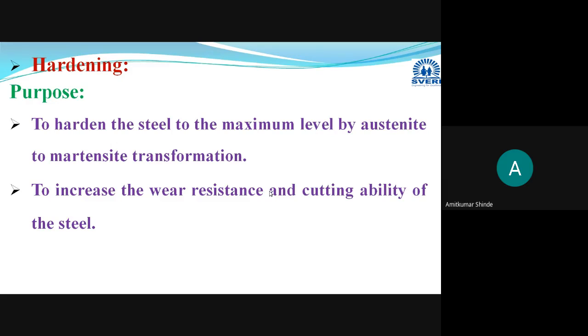In the same way we will discuss tempering: its purpose, then the procedure to carry out the tempering process, and any subtypes of tempering. Along with this discussion of types, procedures and purpose, we will discuss their applications also. Now we will start with the hardening heat treatment process.